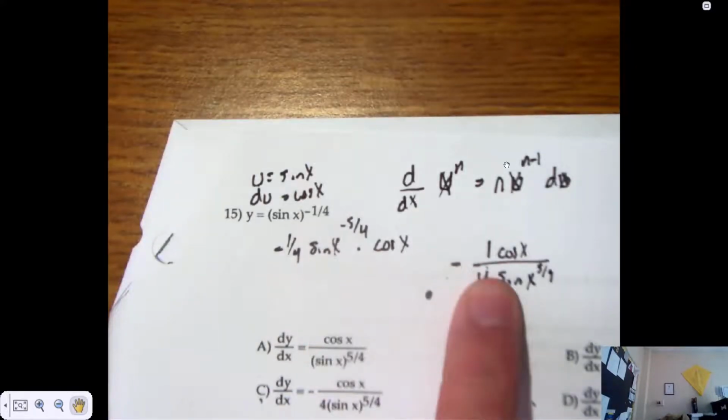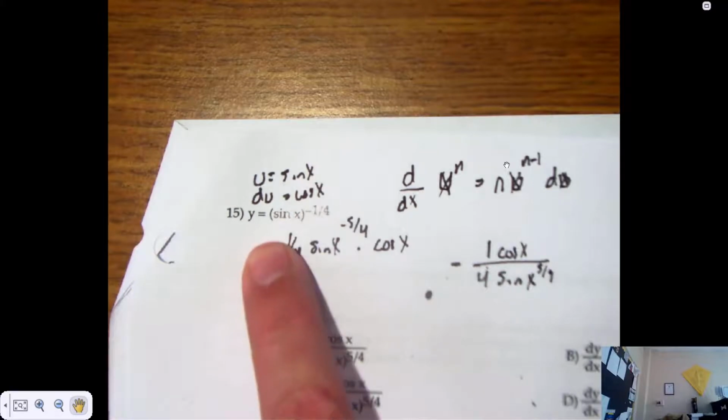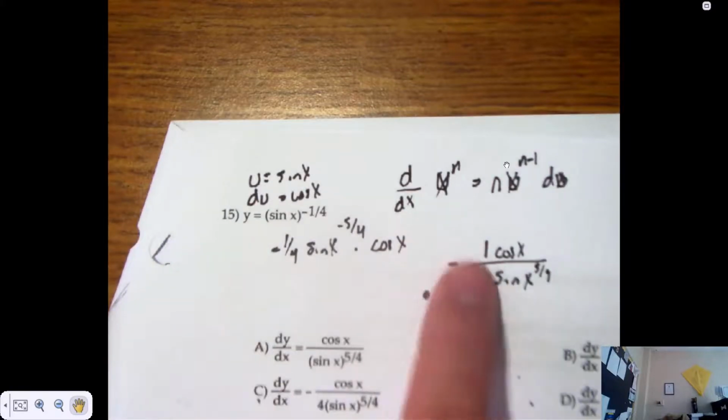I believe that is answer choice C. Isn't it? Any questions on that one? Go back over the last fraction? Where I went from here to here? I have a negative 1 over 4, so I made the whole thing negative.